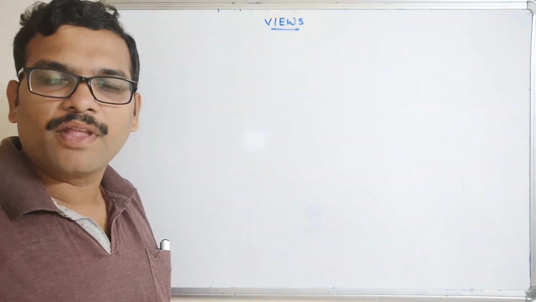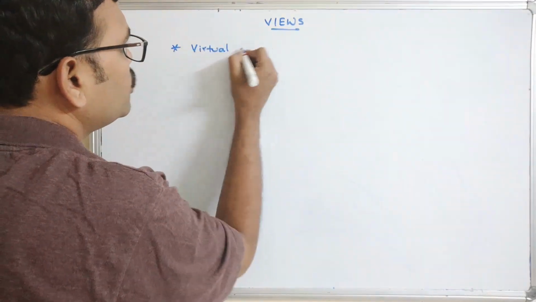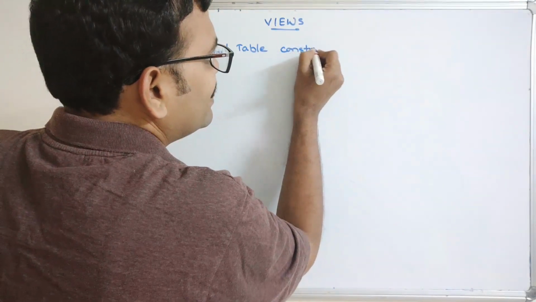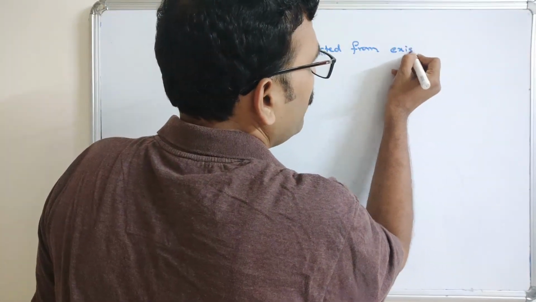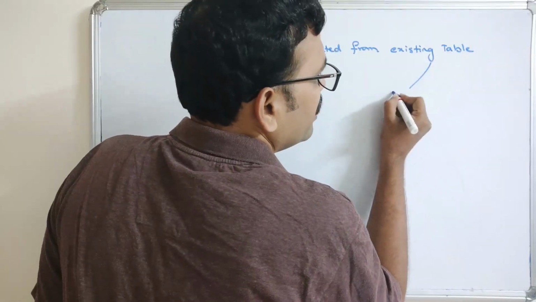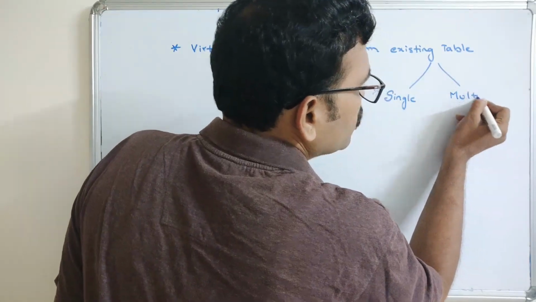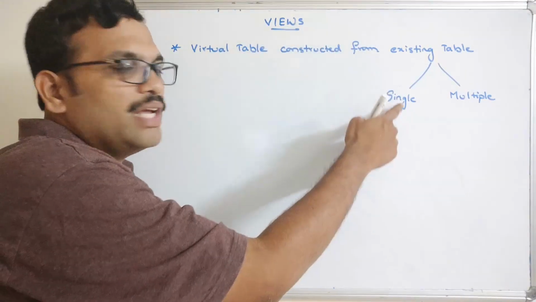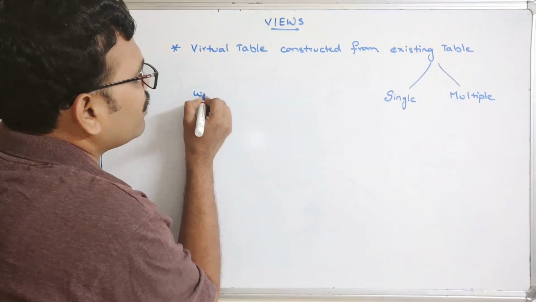So in today's session we'll discuss one more concept in DBMS, that is views. So what is a view? A view is a virtual table constructed from existing tables. These existing tables can be a single table or multiple tables. So we can create a view from a single table or multiple tables with required attributes.